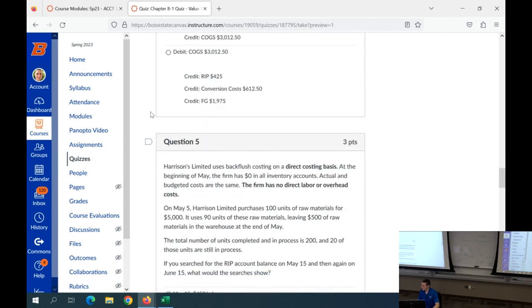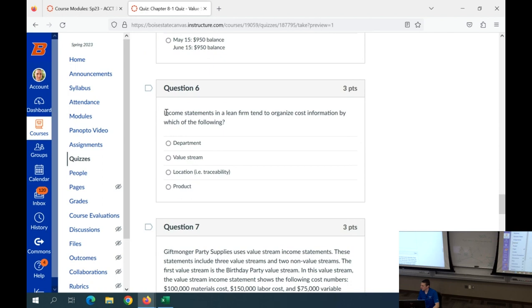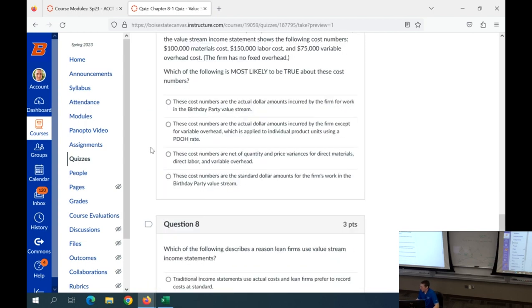Any more conceptual questions we can go over? Oh, wow. This one looks like it should be easy because it's so short. Income statements in a lean firm tend to organize cost information by which of the following? Department, value stream, location, or product? So, value stream. I was going to say value stream income statement. What does it use? Oh, it's in the name. Right. Yeah, value stream here. Okay, good.